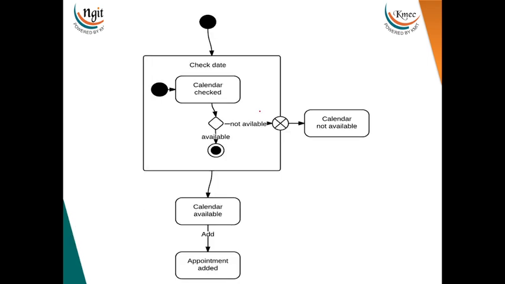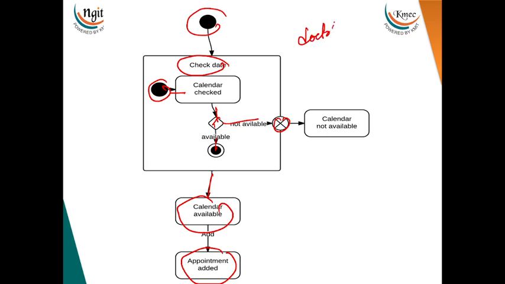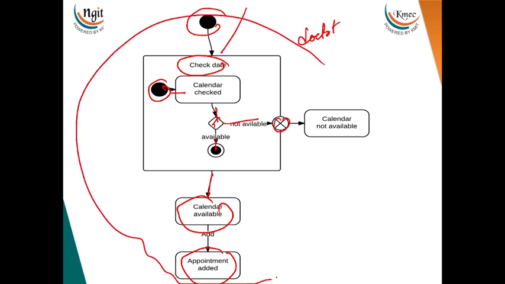Then the next example, we start from here. Check date, from where we are going to check. Start, check calendar. Available, yes. Not available, terminate. If the calendar is available, add appointment. For example, a doctor appointment. You call the person and you book an appointment. This is the situation at that point.